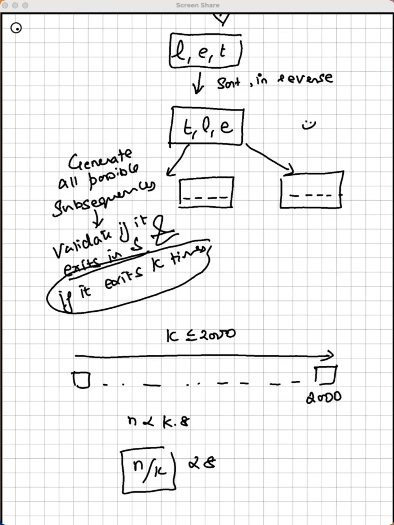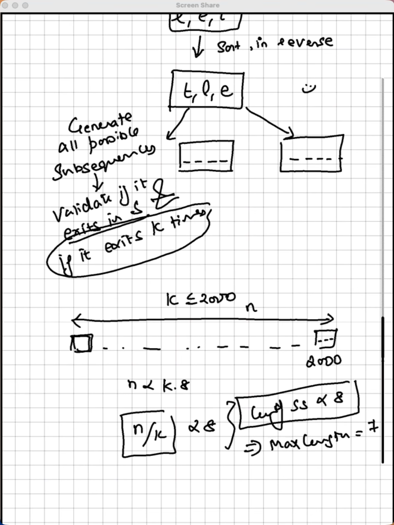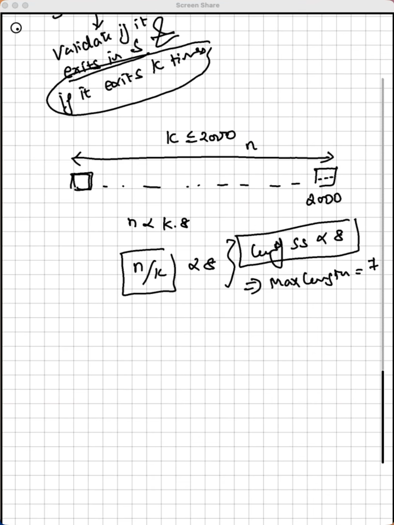Now, if this was entirely n, the string, and this has repeated k times, then what I'm getting is the length of this subsequence. So what we are talking about now is that the length of the subsequence will be less than 8, which means the max length will be equal to 7. This is not too much for us to consider. Plus we are doing an optimization, so it should be okay in terms of the problem capacity.